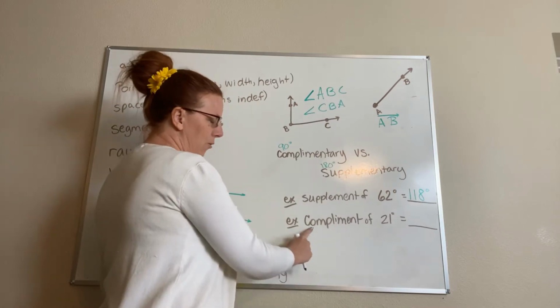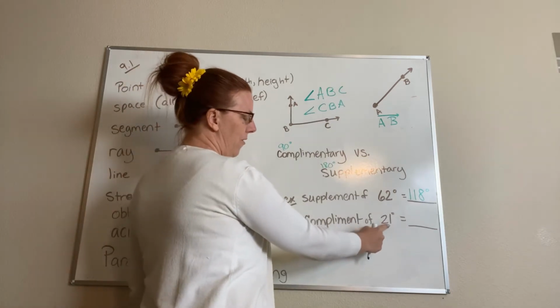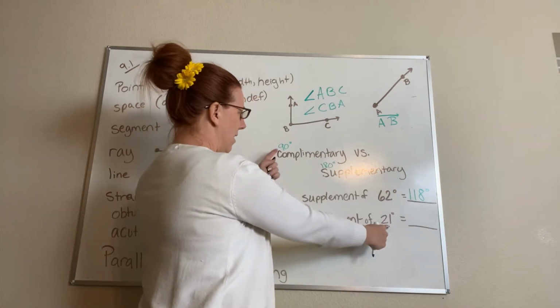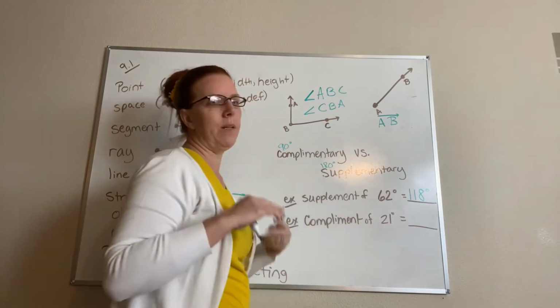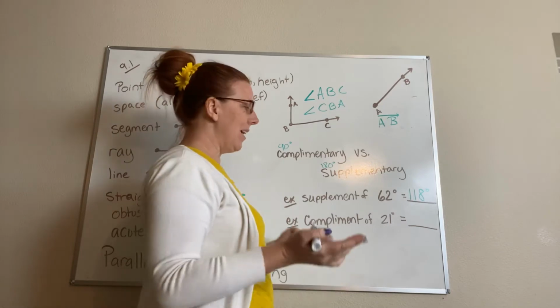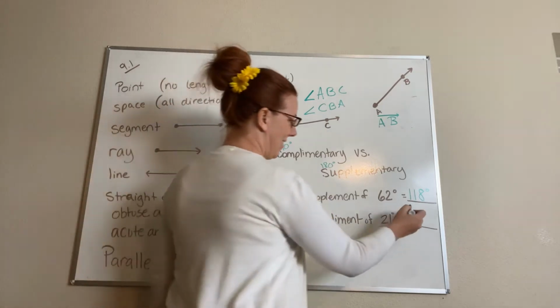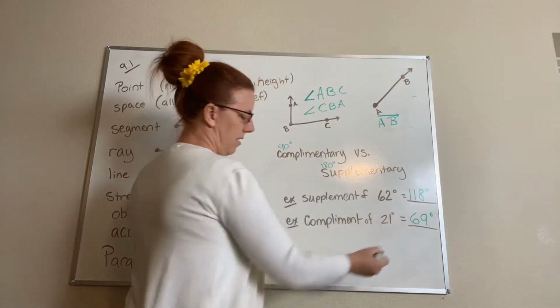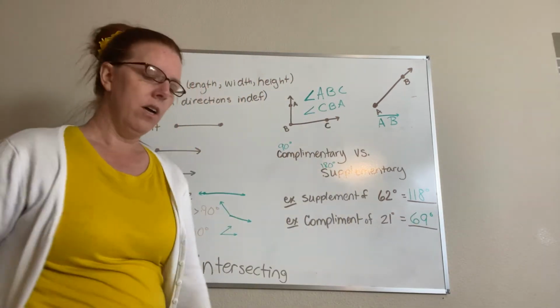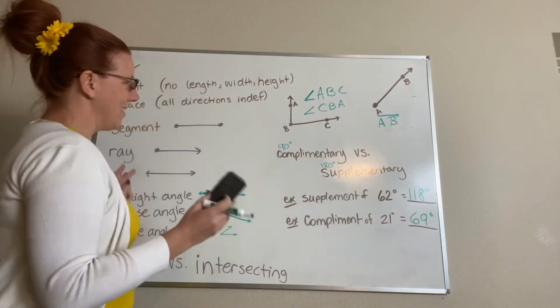Okay, if they're asking for the complement of an angle, you figure out what can I add to this to get 90, because complements add to be 90. So 21 plus what mystery number gives you 90? Is that 69? 69, 79, 89, 90. Yeah. Okay, so there's the vocab lesson.